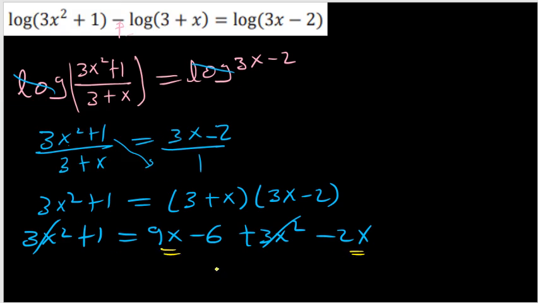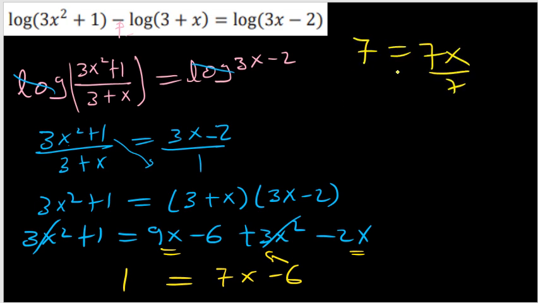9x minus 2x will be 7x minus 6 is equal to 1. Bring the 6 to the left side, so it will be added with 1. So 7 is equal to 7x. If you divide both sides by 7, x is equal to 1. After we finish everything, we have to check by plugging this number, does it give us a true statement? Otherwise we have to exclude it, unless we have mentioned the domain at the beginning. But after we solve, we can plug the number.